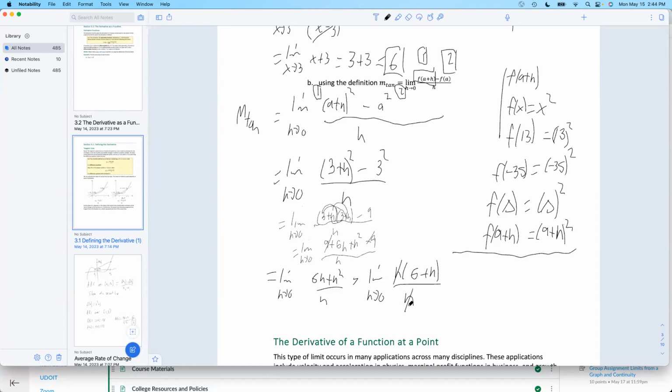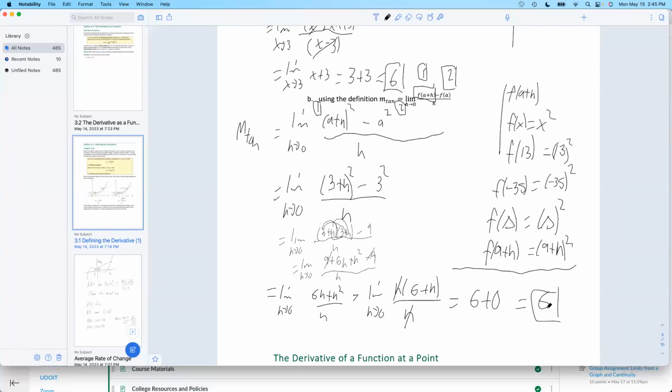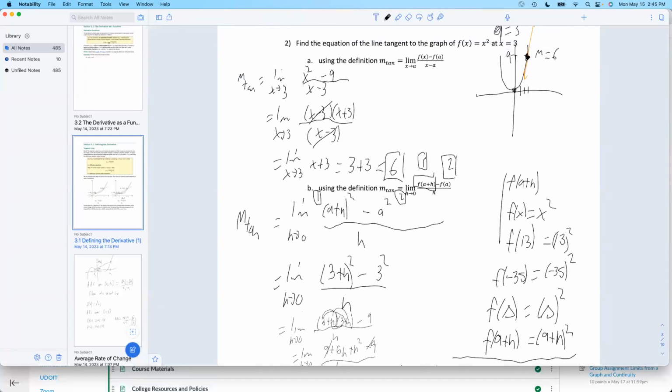Remember, when you're asked to find a limit, what you would like to do is just plug in the value. I would like to just plug in h equals 0. But then what would I get? If h equals 0, I get 9 minus 9, 0 over 0. But now that I've canceled the h's out, now I can plug in h equals 0. So now I'm actually taking the limit. I'm not going to write limit anymore. 6 plus 0 equals 6. That's it. That's the slope of the tangent line at x equals 3, at the point 3, 9.